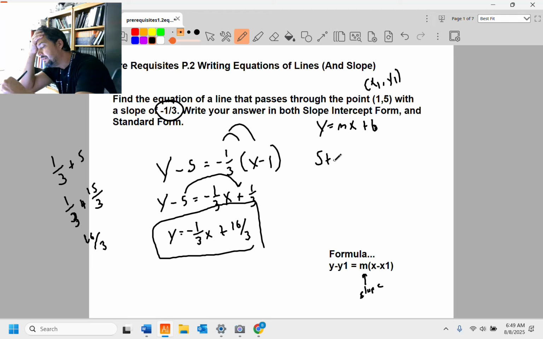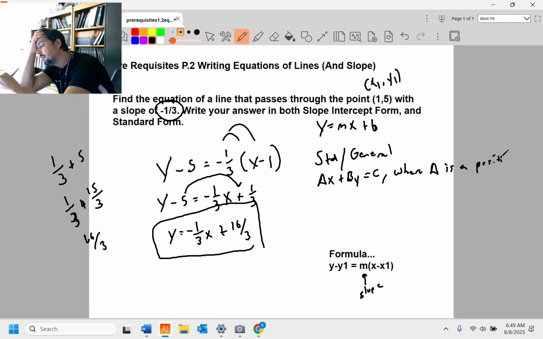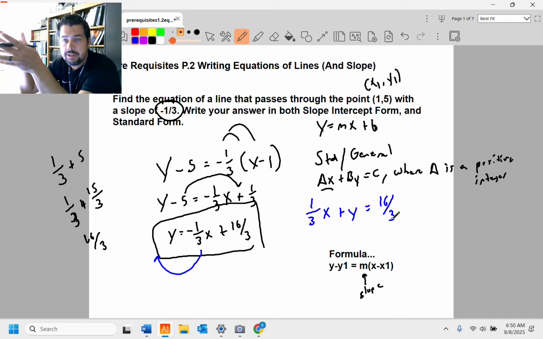My next goal is standard or general. That's the ax plus by equals c, where a is a positive integer. Now, if you'll pay attention, you'll notice that the x's are on the left in front of the y. So we're just going to simply start off by moving this over here. And that'll give us 1/3 x, and it's going to be positive because it jumped equality, plus y equals 16/3, because the 16/3 was just left by itself on the right-hand side.